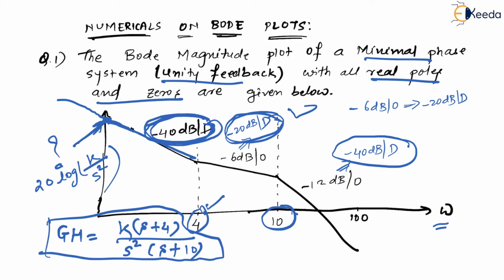Now what am I interested in? Let me write down what you are supposed to find now. You are supposed to find Ka. What is Ka, sir? If you remember, in our time domain analysis, this Ka is nothing but the acceleration constant, right? Error constants, right?